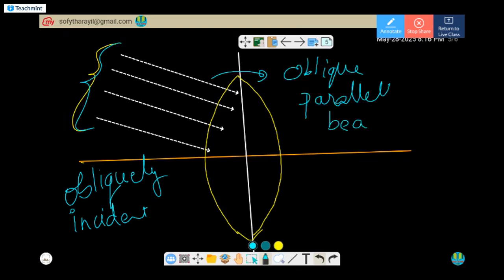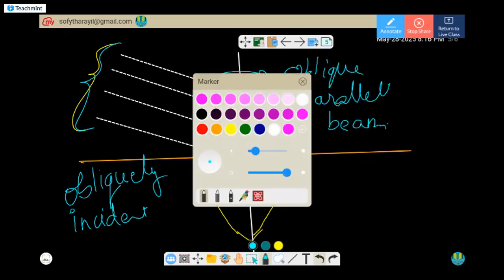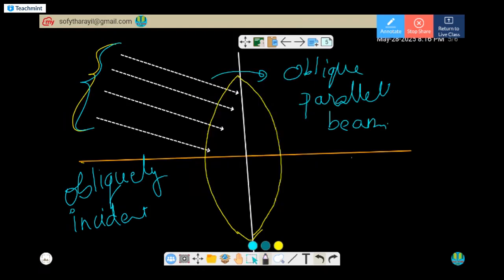Okay. Yes, Adit. What is your answer? Let's say this is focus 2. Will they all meet at the focus? No. Okay. What is your answer, Anushka?